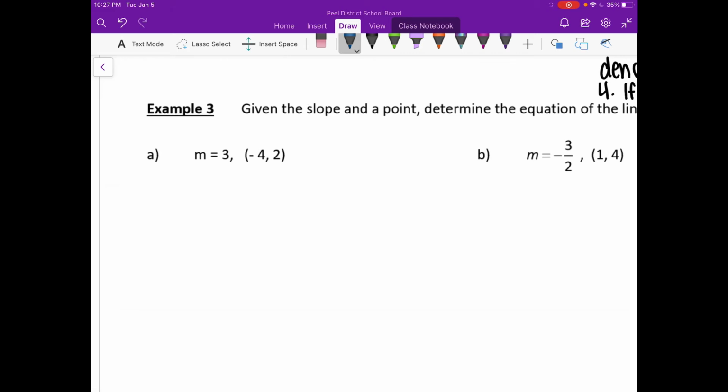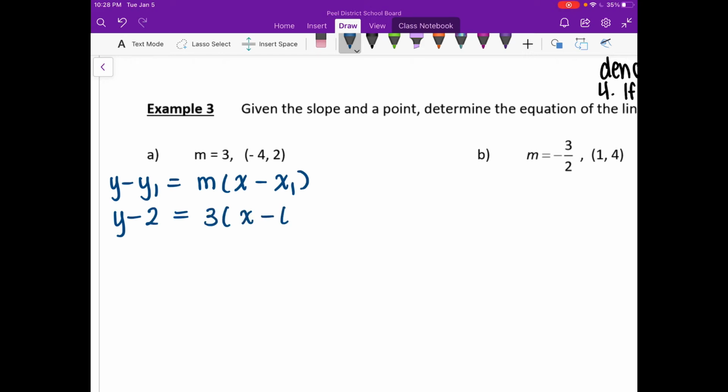Okay, so it says, given the slope and the point, determine the equation of the line in standard form. If you have the slope and a point, right, you can use our y minus y1 equals m times x minus x1 formula that we had from before, right? So let's do it that way. Let's put in these points. So I know that y minus y1 is going to be y minus 2 equals 3 times x minus negative 4, right? So let's just solve for y here.